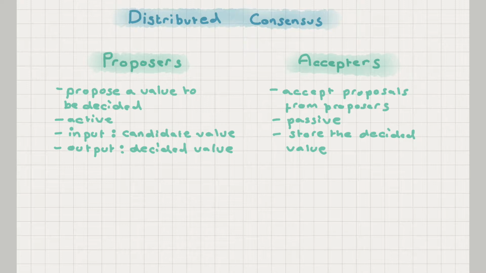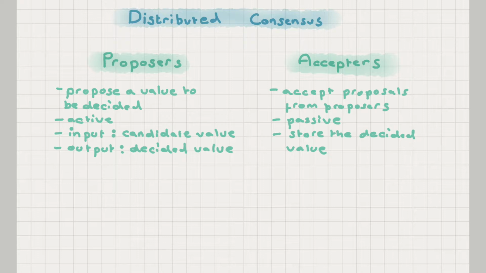The proposers in the system are the active participants, so these are the participants in the system that are sending messages and they're waiting for responses, whereas the acceptors in the system are the kind of passive participants. So they're like servers, they're there, they'll answer requests when they receive them, but generally they just sit there and run. Input to a proposer is a candidate value. So this is the value that that proposer would like to be decided. And the output is the decided value.